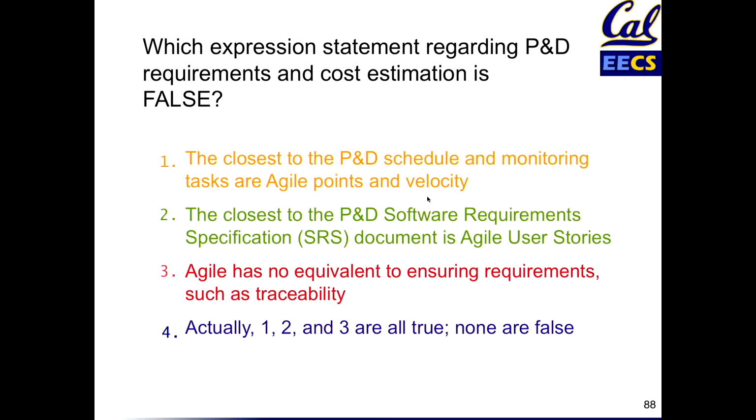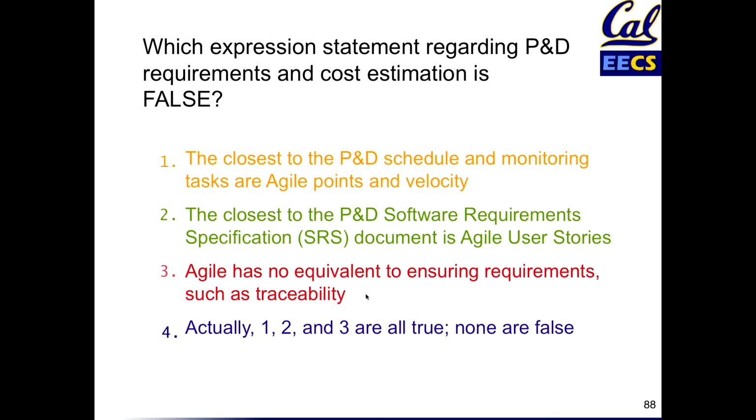Let's go over them. So the closest to plan and document scheduling and monitoring are Agile points of velocity. Yep. Agile is using kind of retrospective. What's the experience of your team in assigning points and how fast you use them to predict the future? That, as opposed to in advance making the schedule. That's a big difference. The closest to the software requirement spec for plan and document is Agile user stories. Yes, those little tiny 3x5 cards are your written documentation of the specs that you work out with the customer. And that's as opposed to a 100-page book or hundreds of pages book and an IEEE standard.